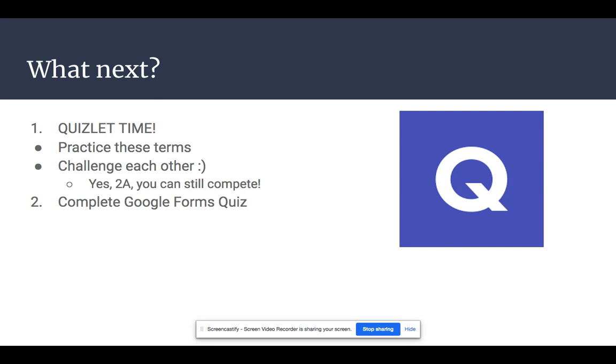Try to beat each other on those different games there to see who can get the quickest time. And then after you're done feeling confident with those terms, you're going to complete your Google Forms quiz. So you're going to need your notes from this presentation, as well as you can get your practice from Quizlet on that in order to complete the quiz.